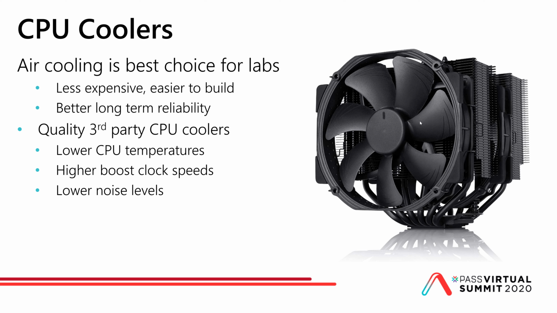Quality third-party CPU coolers instead of the stock CPU cooler let you have lower CPU temperatures both at idle and under a load. And with lower CPU temperatures, you get higher boost clock speeds. And then usually third-party CPU coolers have lower noise levels because they have better quality fans, larger diameter fans, and you can go in and tune the fans with a fan curve so that they're very quiet unless the CPU gets really hot, and then they spin up to a higher speed. So I'm a big fan of air coolers instead of liquid coolers for CPU coolers.